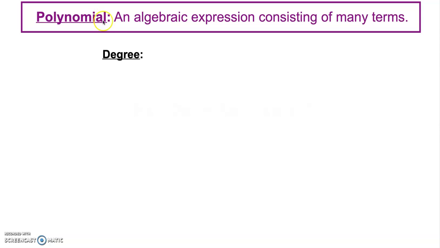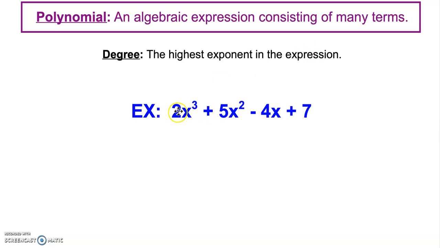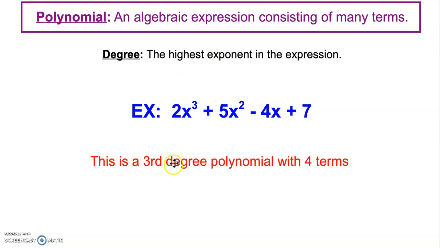Now we need to talk about the degree of a polynomial. The degree of a polynomial is the highest exponent in the expression. So an example of a polynomial looks like this: 2x cubed plus 5x squared minus 4x plus 7. There are 4 terms in this polynomial. The degree is the highest exponent. So this is a third degree polynomial with 4 terms.